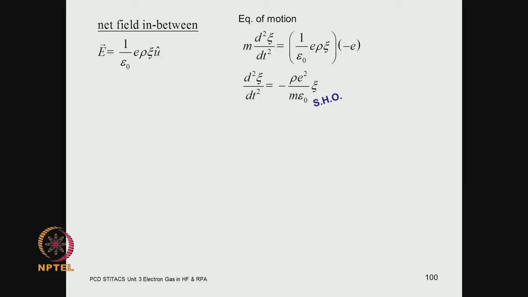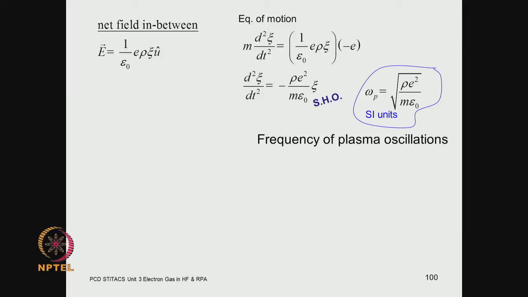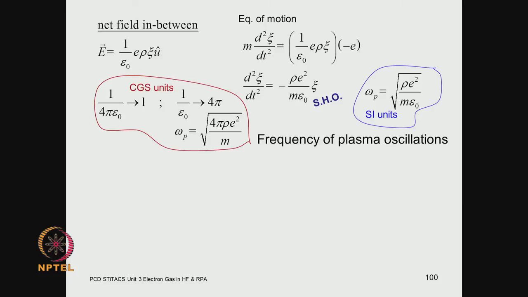So, we immediately know the natural frequency of oscillation for this. It will be given by the square root of rho e square by m epsilon 0. This is the relation that you get in SI units. In many books you will find that atomic units are used, and in CGS units 1 over 4 pi epsilon 0 is written as 1, so 1 over epsilon 0 goes to 4 pi. The plasma frequency is then root of 4 pi rho e square over m. This is just a matter of detail, whether you are reading literature which has used CGS units or SI units.